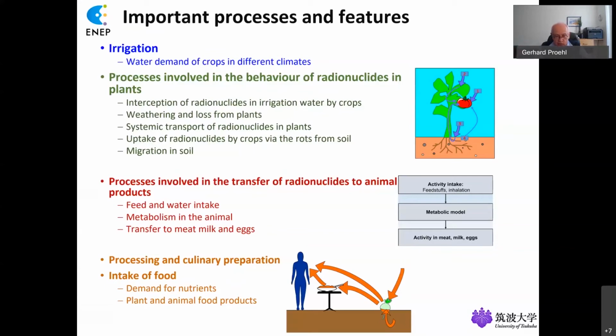Following the production of animal and plant food products, we still have the processing and the culinary preparation, which may modify activity concentrations in the products. And finally, the intake of food. This is related to the demand for nutrients and how much do people eat.